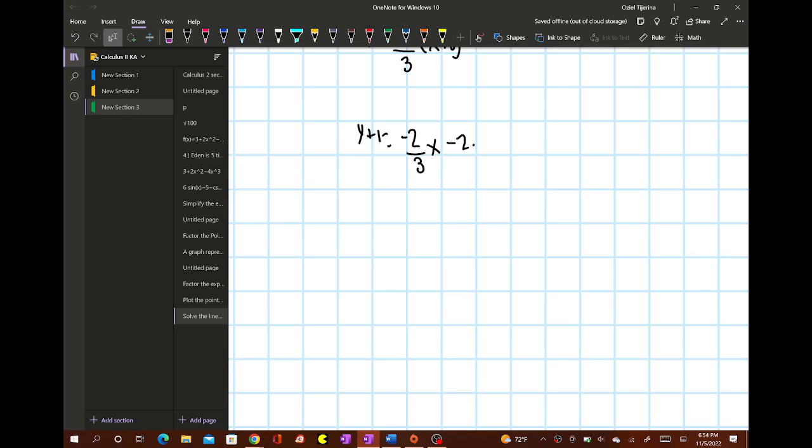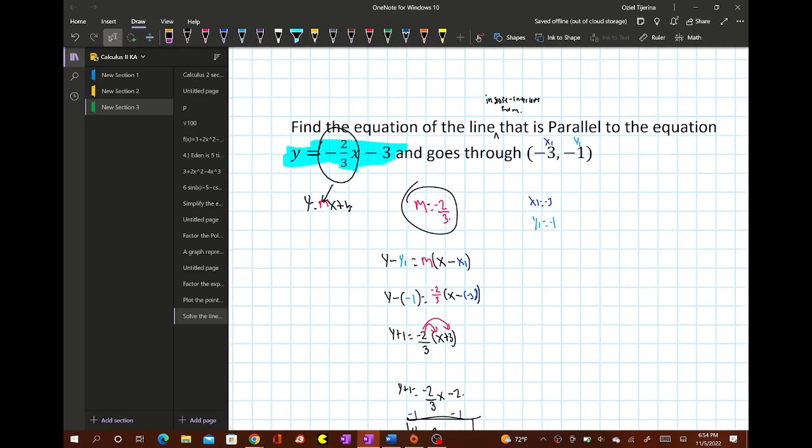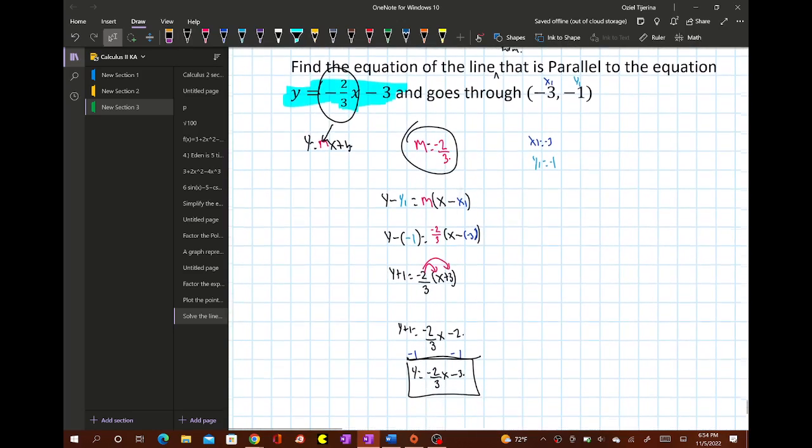All you have to do is subtract 1 on both sides, okay? And this will give you y equals negative 2/3 x minus 3. And this is the line that is parallel, or I'm sorry, well, yeah, is it? Right, parallel to the equation y equals negative 2/3 x minus 3, and goes through negative 3, negative 1.